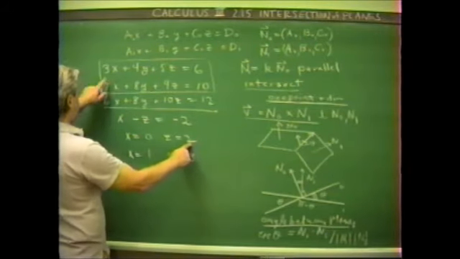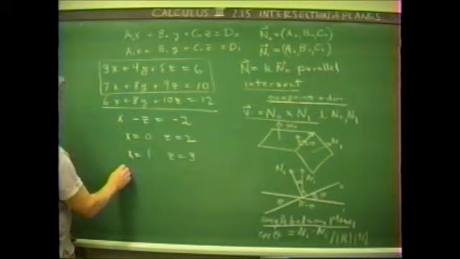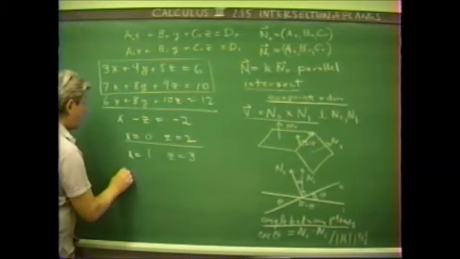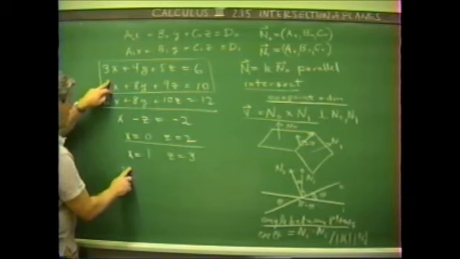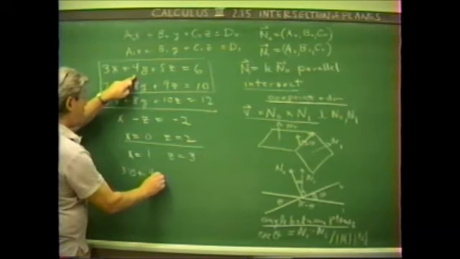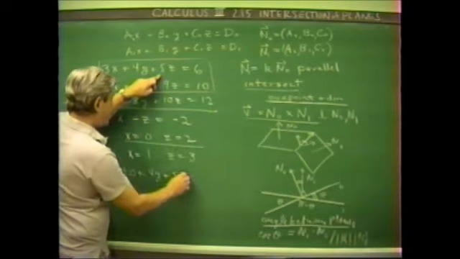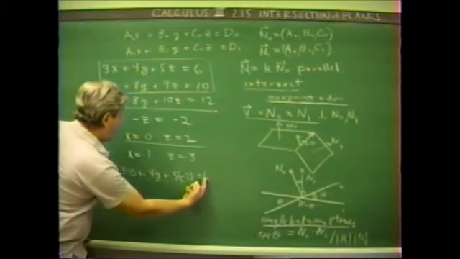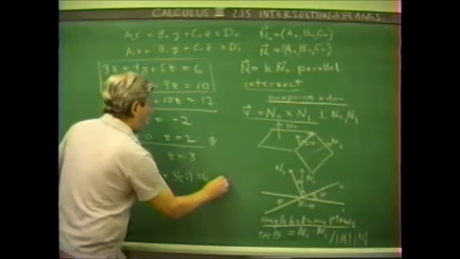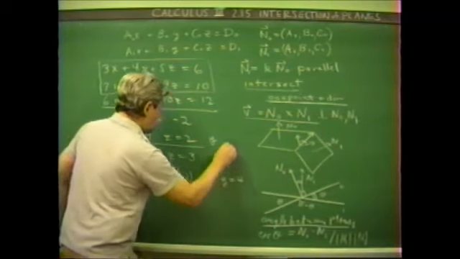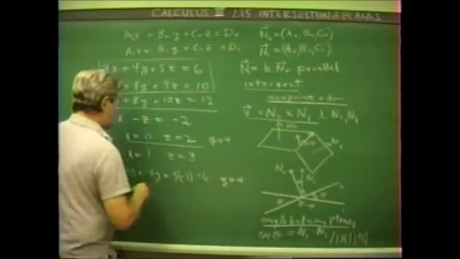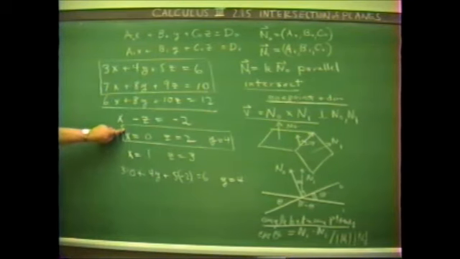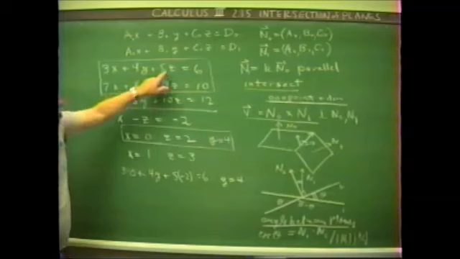Well, if x is 0 and z is 2, what happens here? We get 3 times x, in this case 3x, x is 0, plus 4y, plus 5 times z, which is 2, is supposed to equal 6. Or altogether we get here, 4y is 16, y here is equal to 4. So we've now found a point here that belongs to both of these planes. It's easy to check that it does. We've really just checked the first one here.